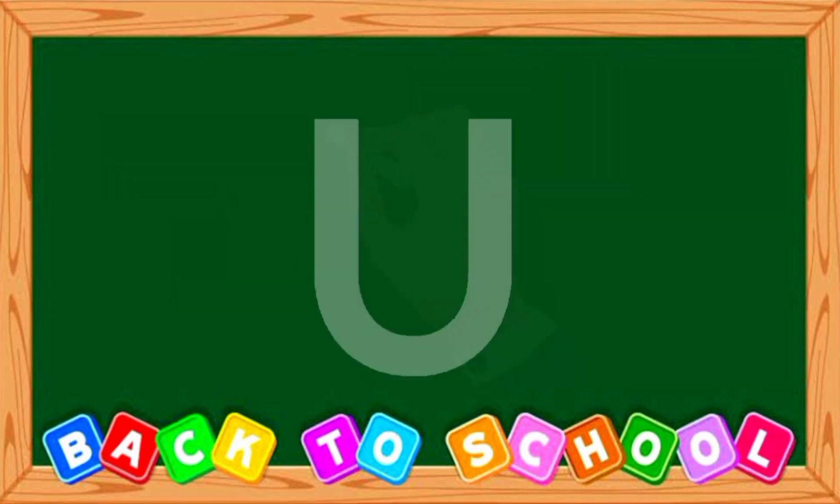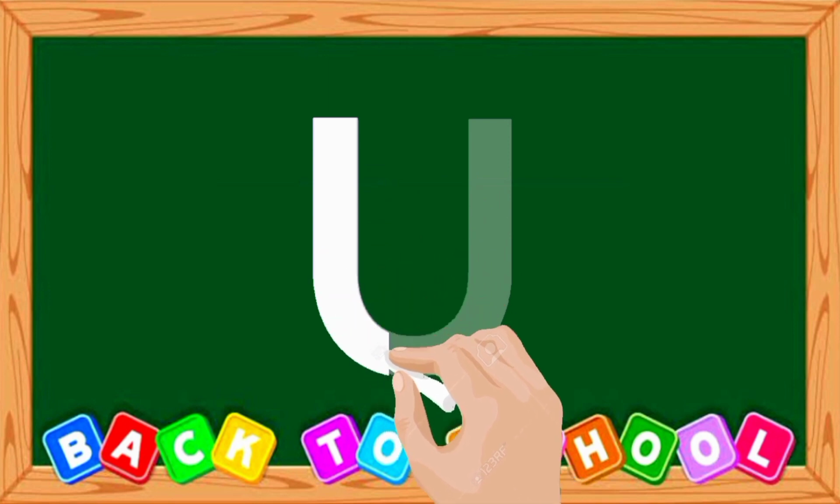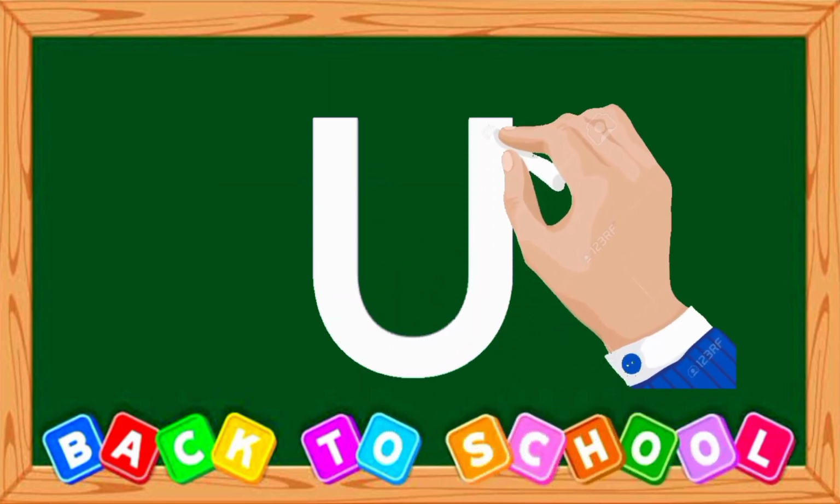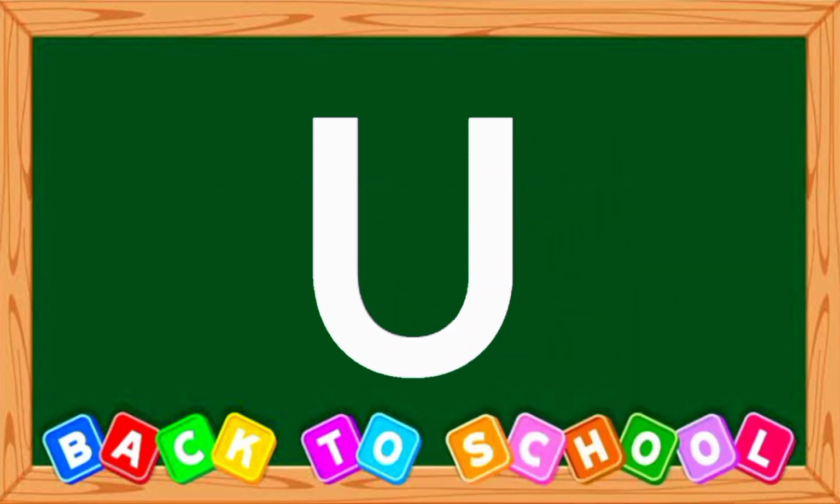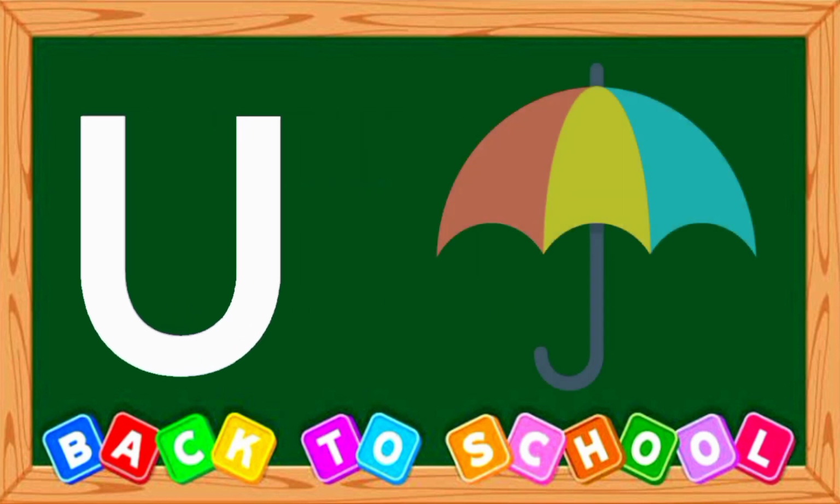Letter U. A standing line with a curve raising towards the top makes my letter U. U says A. A as in umbrella.